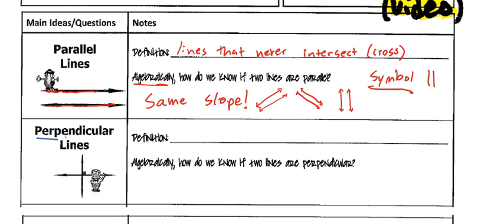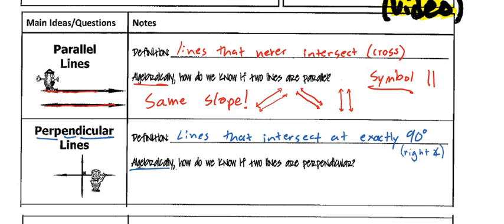Perpendicular lines. The definition of perpendicular lines, if you don't know, is lines that intersect at exactly 90 degrees. Exactly right angles. Remember, 90 degrees is a right angle. Lines that intersect at exactly 90 degrees. Now, we're not going to get out our compasses and measure it. We can look at it algebraically, how we know if they intersect at 90 degrees.